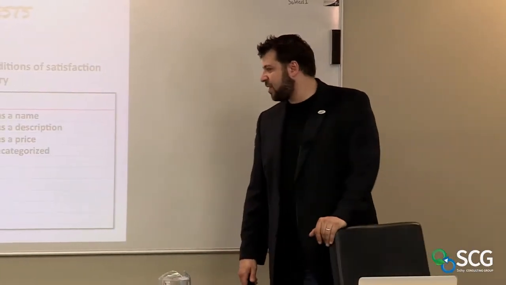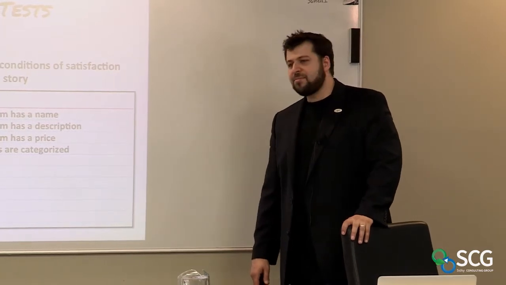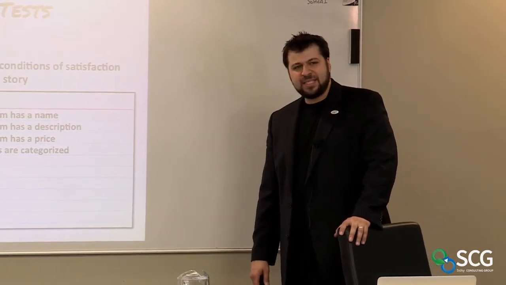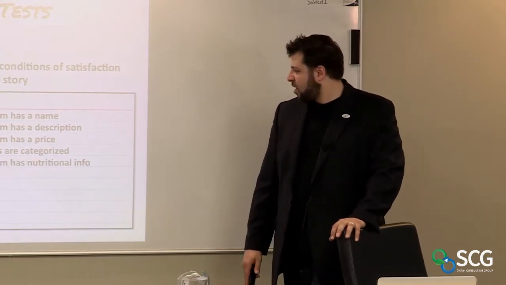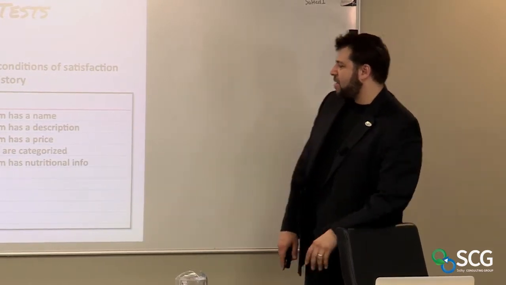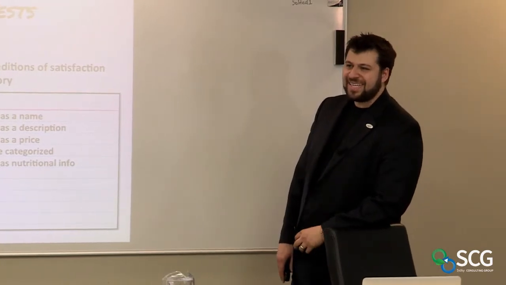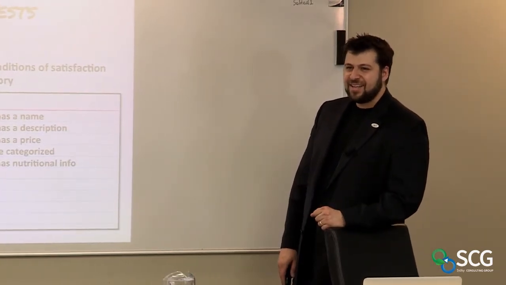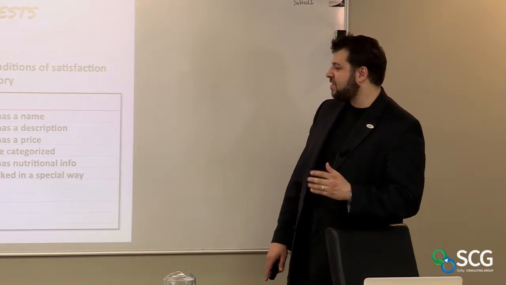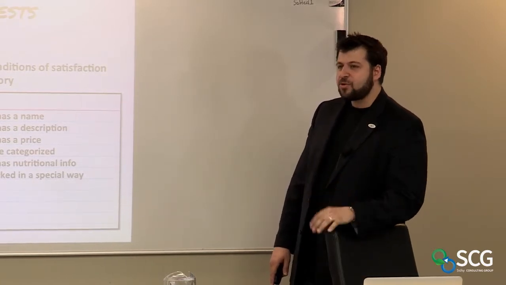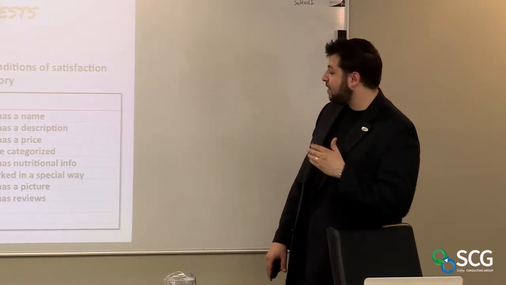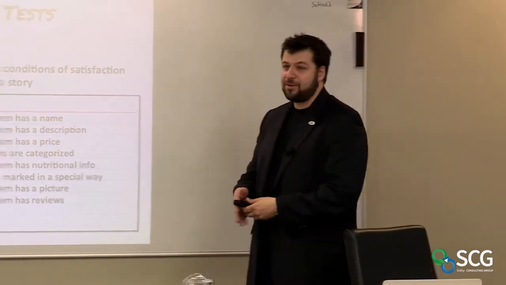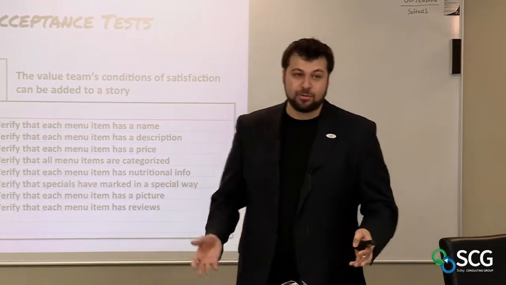Now, what if I add something that said, verify that all menu items are categorized? Still small? What do you guys think? Maybe? Verify that each menu item has nutritional information. Are we getting bigger? Okay. Verify that specials are marked in a special way. Verify that each menu item has a picture. Verify that each menu item has reviews. Okay, wait, dude. This is no longer small.